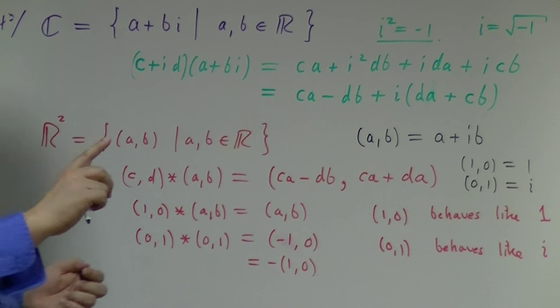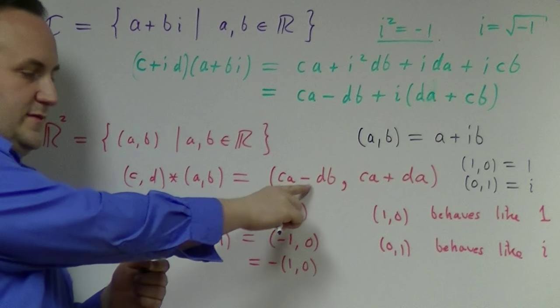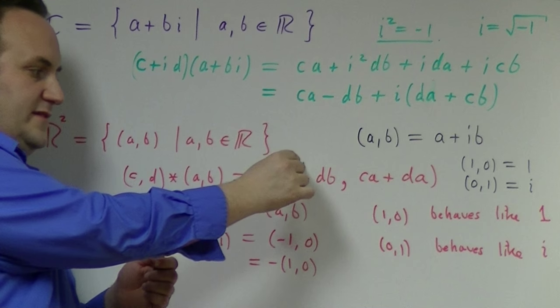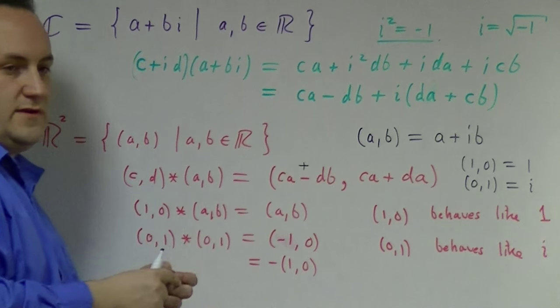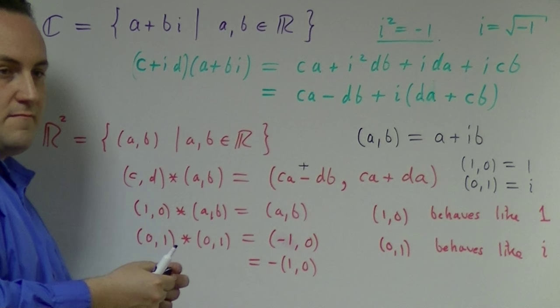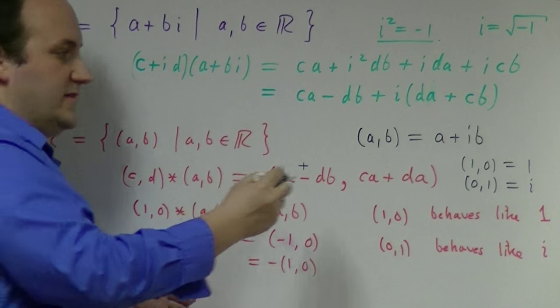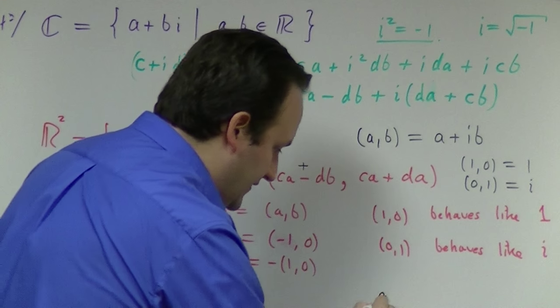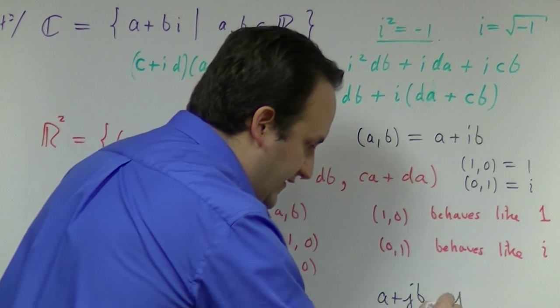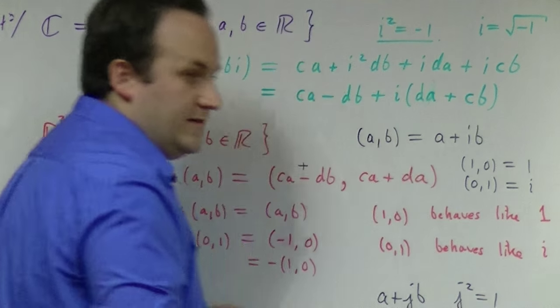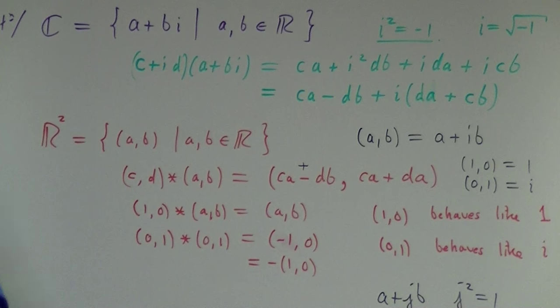I could write down almost the same thing here, guys. If I change this to a plus, it makes R2 the so-called hyperbolic numbers. That looks at something like a plus jb such that j squared is equal to 1. That's not a field. You have products of things which are not zero which give you back zero.